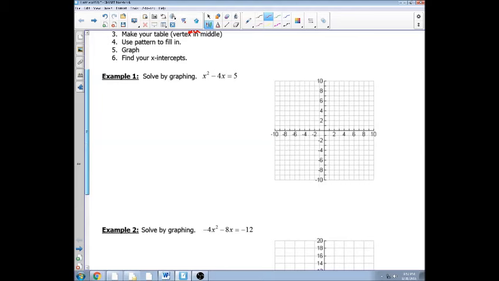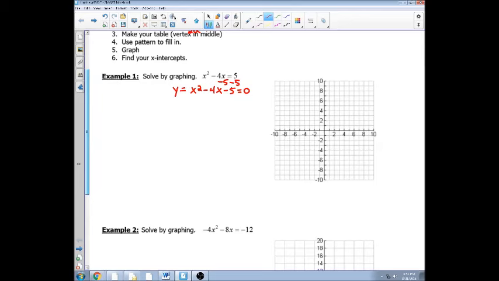Like I said, we do not want this to be equal to anything but 0. So in order to make this equal to 0, I need to subtract 5 from both sides. So my equation would be x squared minus 4x minus 5 is equal to 0. That's what we're looking for. We've always seen it as y equals our equation.